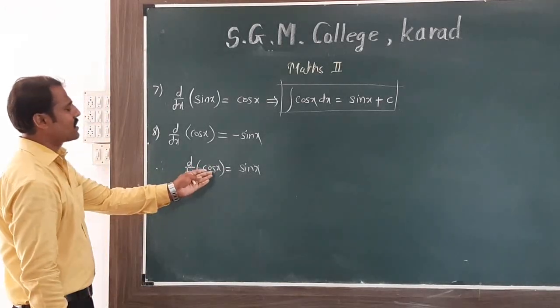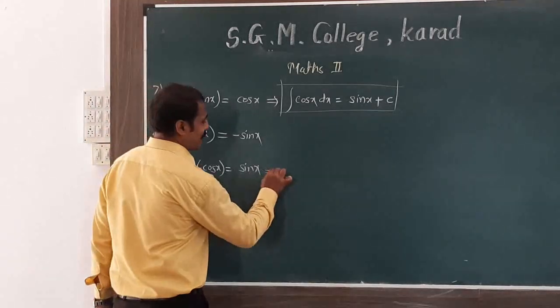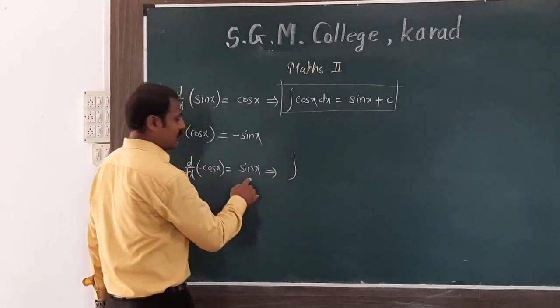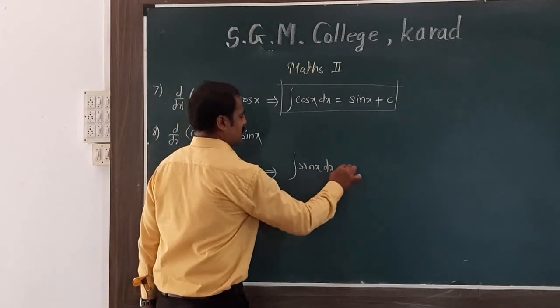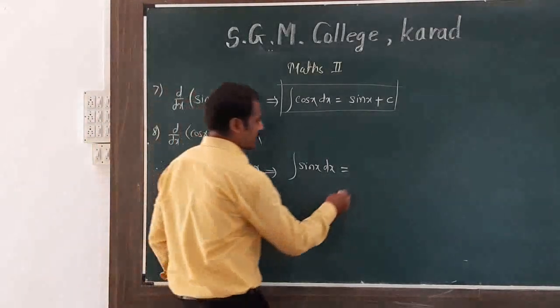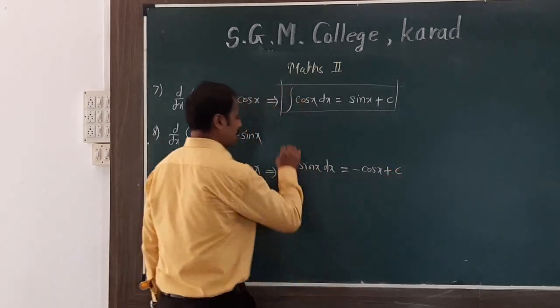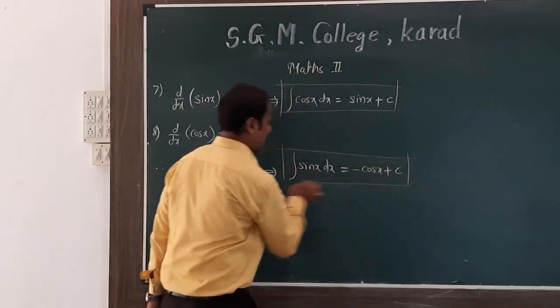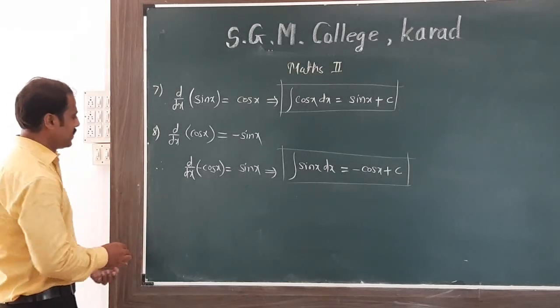So d/dx of minus cos x is equal to sin x. So it implies that integration of which function sin x is, integration of sin x is what? Minus cos x plus c. It's our next formula: integration of sin x dx is equal to minus cos x plus c.